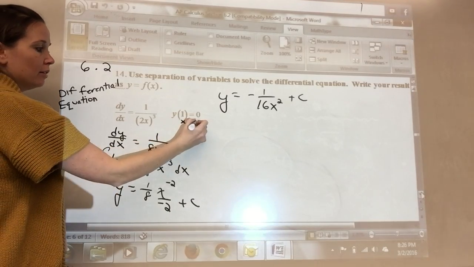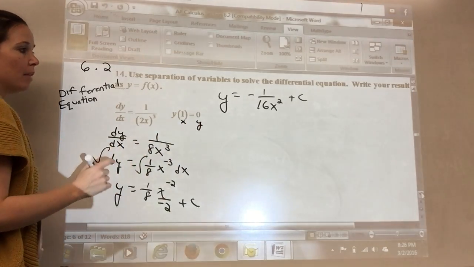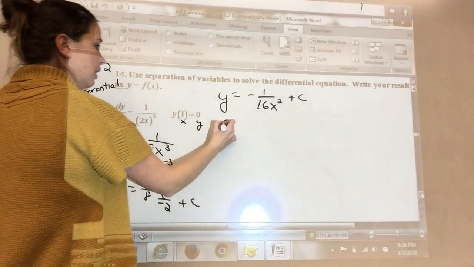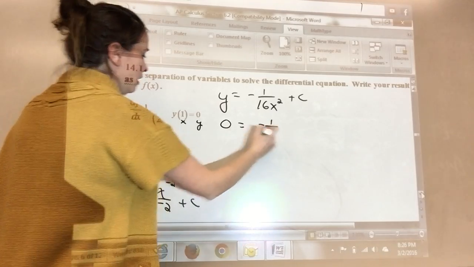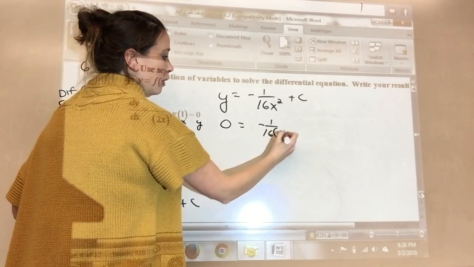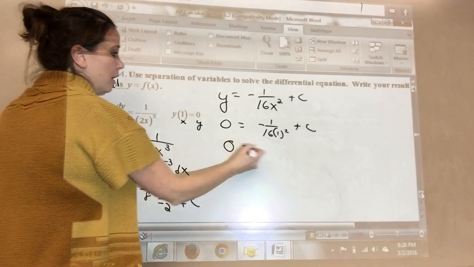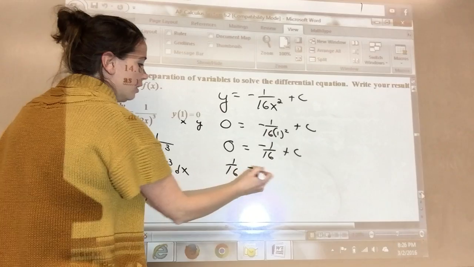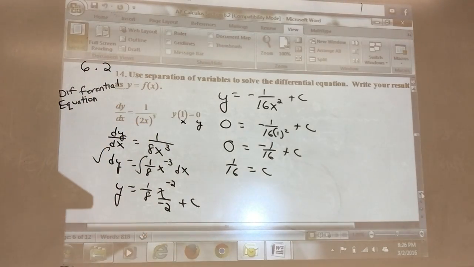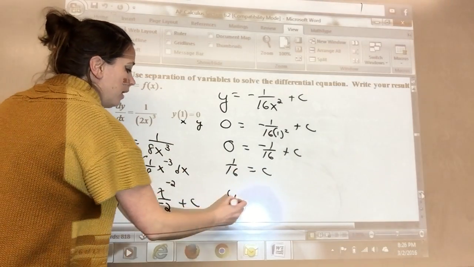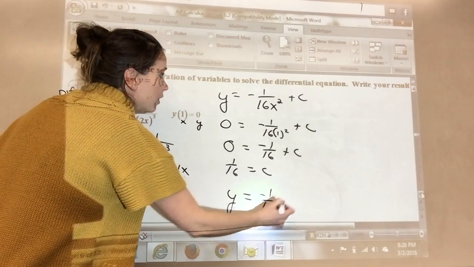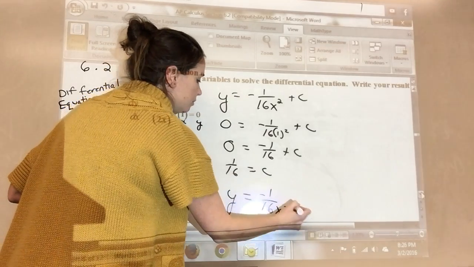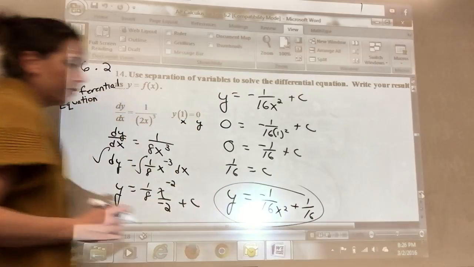This is your input, this is your output. Input is x, output is y. So we have, oops, we'll make that a 0, right? 0 equals negative 1 over 16. Our x is 1, so 1 squared, essentially. We're looking at 0 equals negative 1/16 plus c. So 1/16 is equal to our c. And then finally, once you have that, we go back to our problem and just sub that in. So y equals negative 1/16, oops, put that x squared in the denominator, x squared plus a 16th for your final answer.